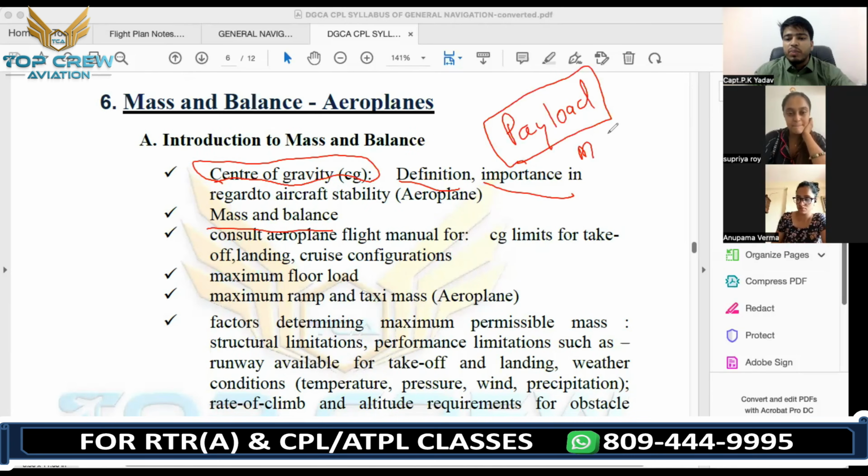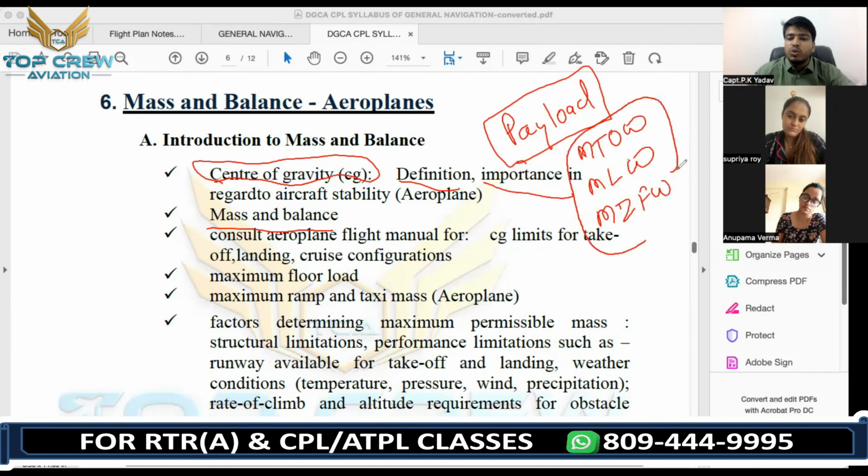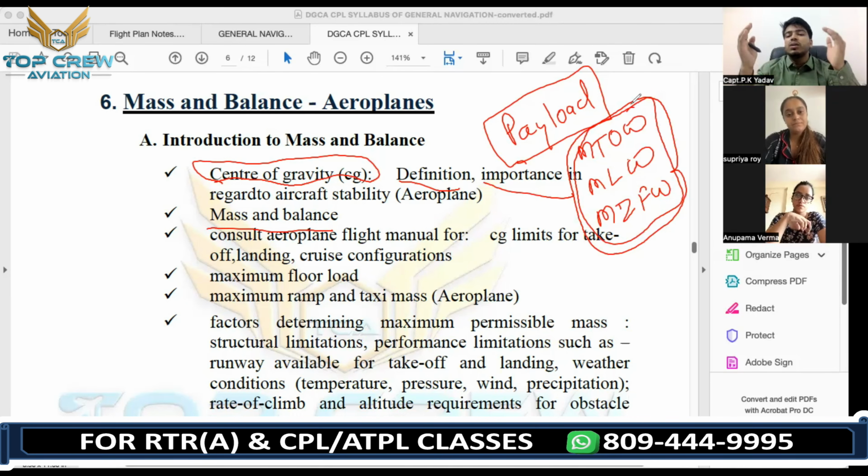What is maximum takeoff weight, what is maximum landing weight, right, what is maximum zero fuel weight. So these kind of terminology we would understand, like a combination between what is basic operating weight, what is the tare weight of the aircraft. There will be a lot of such terms which we will cover in payload.